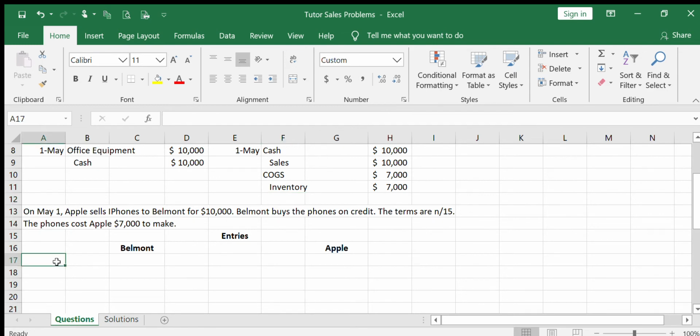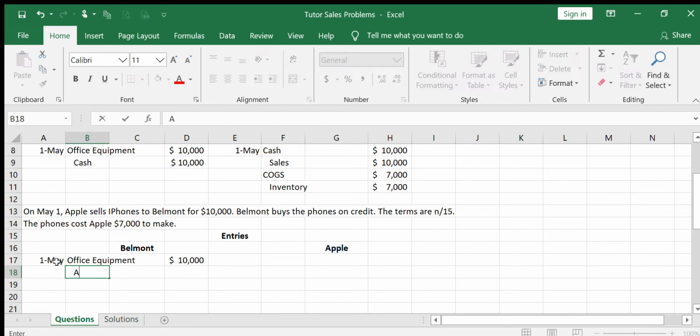So we will start in a similar manner. May 1st is the date, and we will again do office equipment for $10,000. But instead of doing cash, we're going to do accounts payable because Belmont owes Apple $10,000, and that'll be our credit.